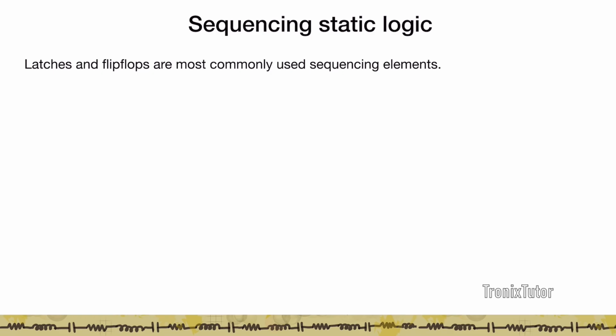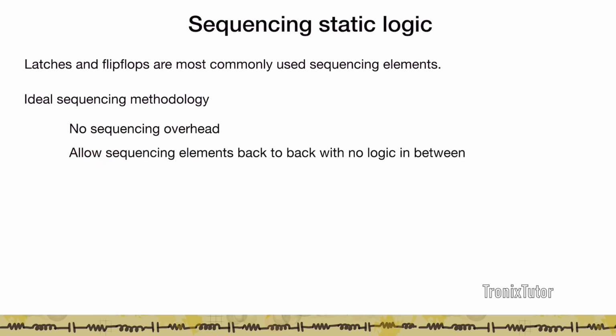Now, when you want to sequence static logic, we normally use two kinds of elements known as latches and flip-flops. Now, what's an ideal sequencing methodology? That is, what do we want our sequencing elements to behave like? So first thing is, we want to ensure that when such an element is added into the circuit, it does not impact the delay of the circuit. That would be the ideal want from a sequencing element. We also would like to have sequencing elements which can be connected back to back, so that if we don't want to stuff logic between two elements, I should be able to do that.